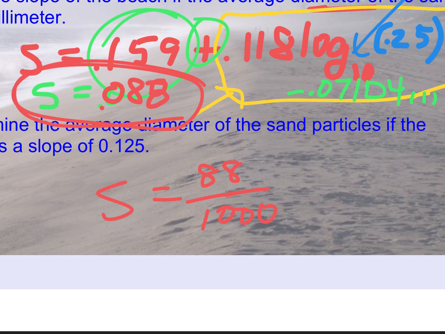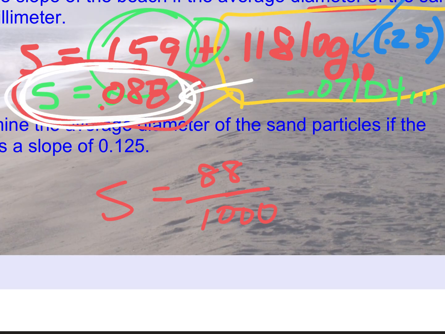It's a really small slope. It rises 88 feet, but it runs 1,000 feet. You aren't going to be expected to interpret it. My point is just that when you come up with this answer, you can look at the problem to know what you just found. I found the slope, and it's 0.088.